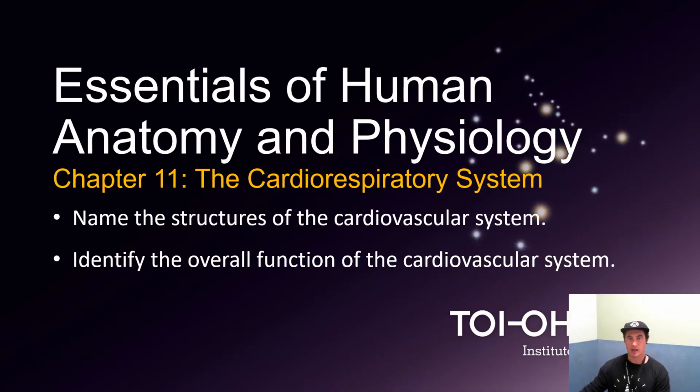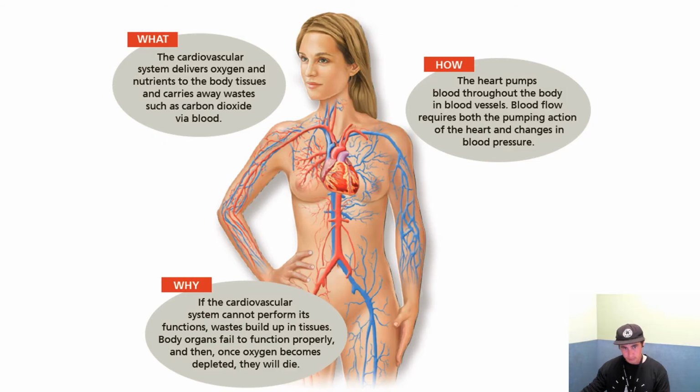Okay, so now we're going to look at the cardiovascular system, the transport system of what we've just been talking about in terms of gases. It delivers oxygen and nutrients to body tissues and carries away wastes. It also transports things like hormones and nutrients. We have a heart which pumps blood around a system or network of vessels.